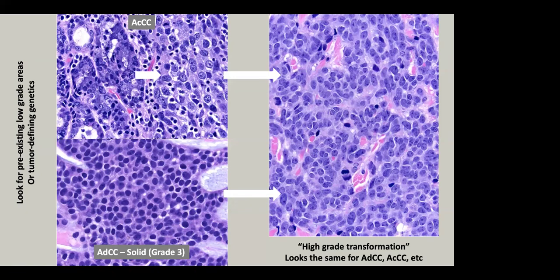Any salivary carcinoma can undergo high-grade transformation or dedifferentiation. Acinic and adenoid cystic are some of the more common ones to do so. On the right, if you look at this, you would have no idea what to call it. It looks high-grade. It's got mitoses. It's got prominent nucleoli. So you either have to look for a defining gene fusion or some pre-existing lower grade areas.